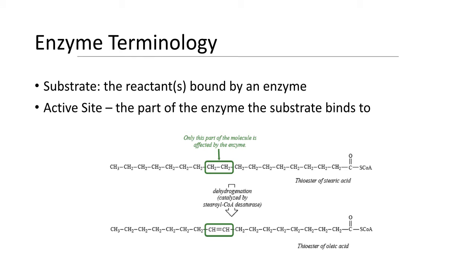Some other terminology that we're going to use with respect to our study of enzymes: we use the term substrate to refer to the reactant that is bound to an enzyme. This is the very specific molecule, and it requires a specific part of the enzyme, which we call the active site. This is the part of the enzyme that the substrate binds to, and this is where all the action occurs. And then after the reaction occurs, the active site releases the substrate, which has now become the product.